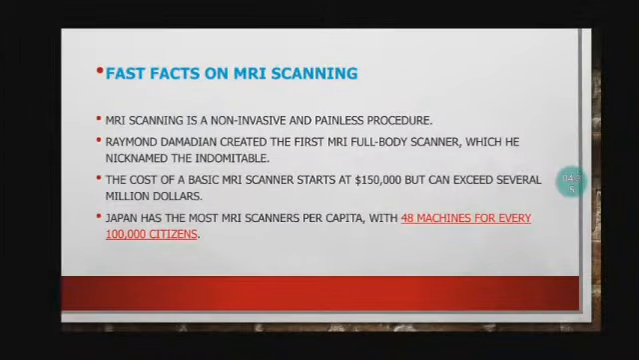Fast facts on MRI scanning. MRI scanning is a non-invasive and painless procedure. Raymond Damadian created the first MRI full-body scanner, which he nicknamed the Indomitable. The cost of a basic MRI scanner starts at $150,000 but can exceed several million dollars. Japan has the most MRI scanners per capita, with 48 machines for every 100,000 citizens.